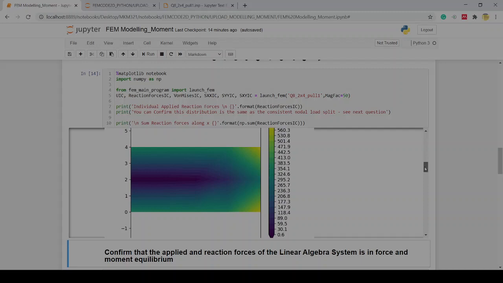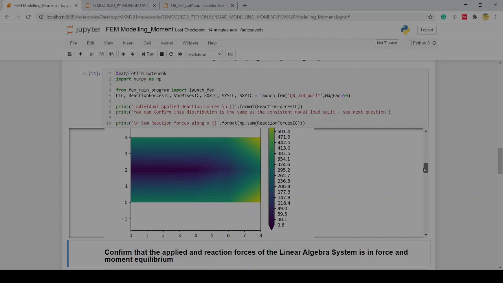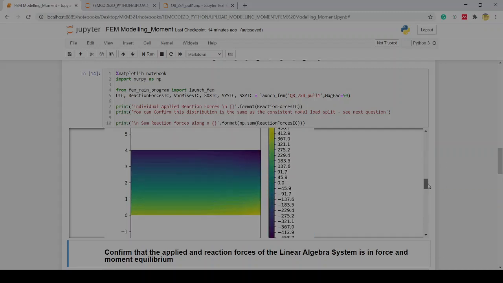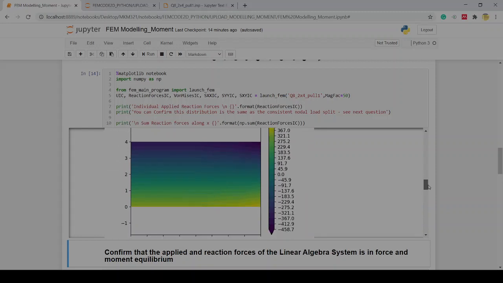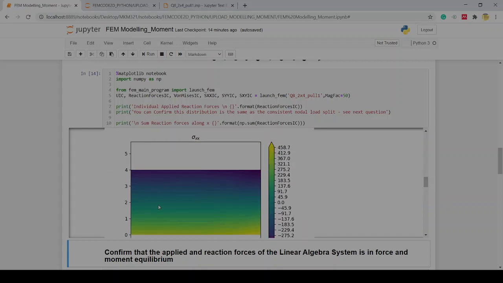So you can go and do the calculation. I'm going to do the calculation a bit later on just for you to check, but I want to give you a chance to check if you can see what the answer should be. But if I look here, I can see for the sigma xx at the top nice compression, at the bottom nice tension.